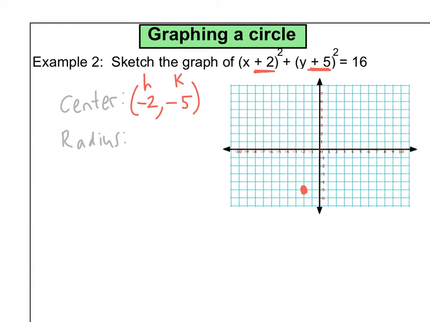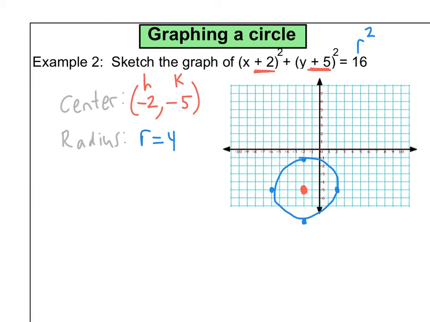Now the radius. If we notice this equation over here is equal to 16, just remember that is r squared. So the actual radius is the square root of that, or 4. So that's how big we need to make the circle. From the center, I'm just going 1, 2, 3, 4 to the right, 1, 2, 3, 4 up, 1, 2, 3, 4 to the left, and we're going to run out of room here, 1, 2. There's our circle, centered at negative 2, negative 5 with a radius of 4. And that's all there is to graphing these things.